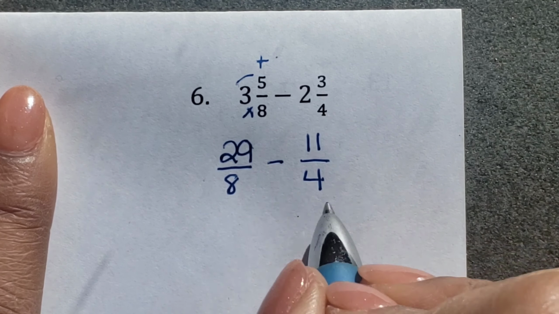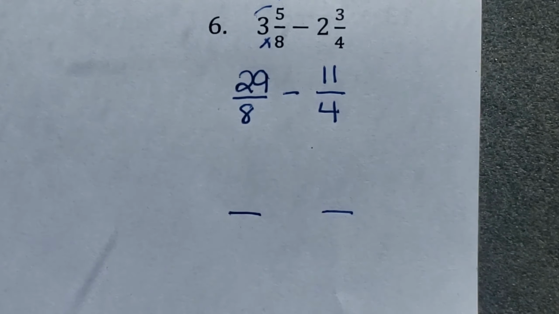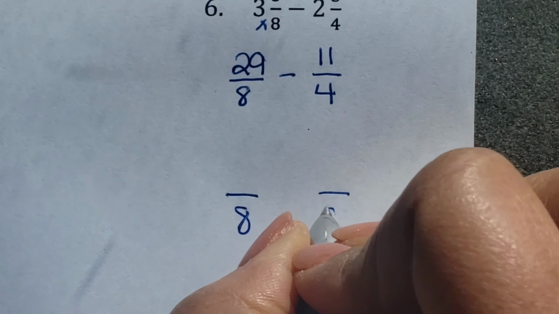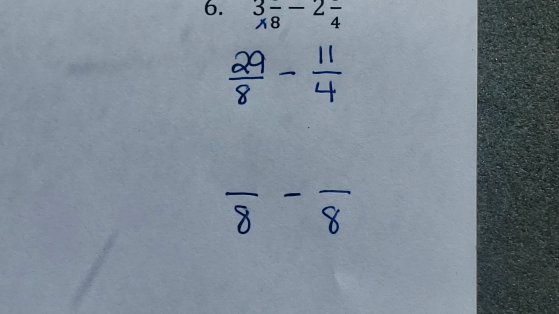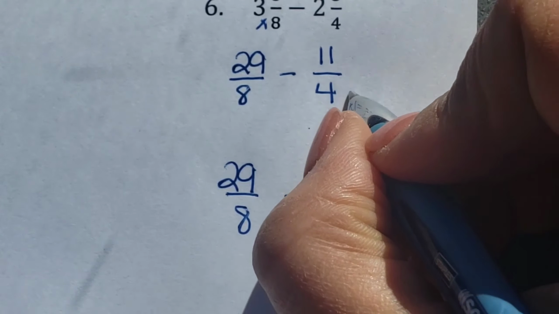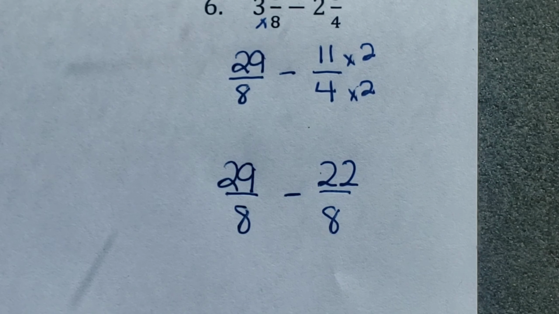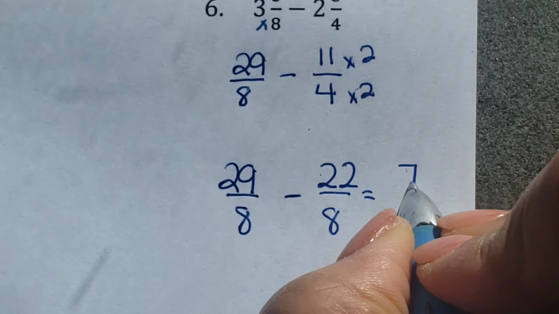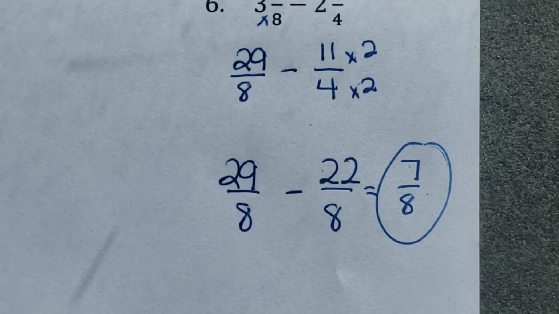Now, what's my common denominator between 8 and 4? It's going to be 8. So I'm going to make my new set of fractions with 8 as my new denominator. And as we can see here, 8 times 1 gave me 8, so 29 is my numerator. 4 times 2 gave me 8, so I'm doing 11 times 2, which gives me 22. I subtract 29 and 22, and I get 7 over 8. This can't be simplified anymore, so 7 over 8 is your answer.